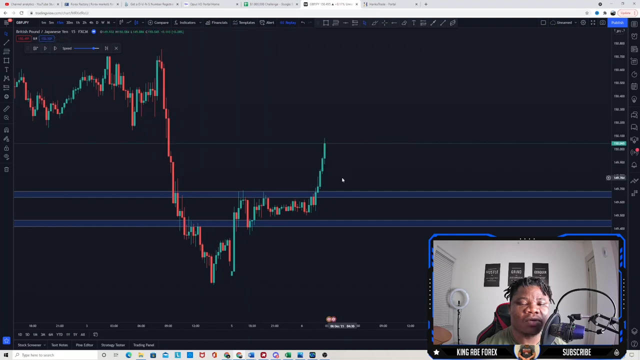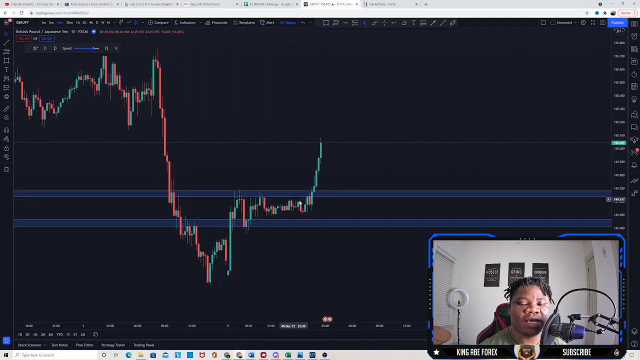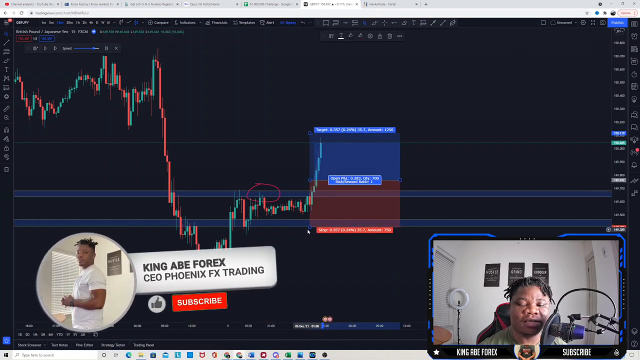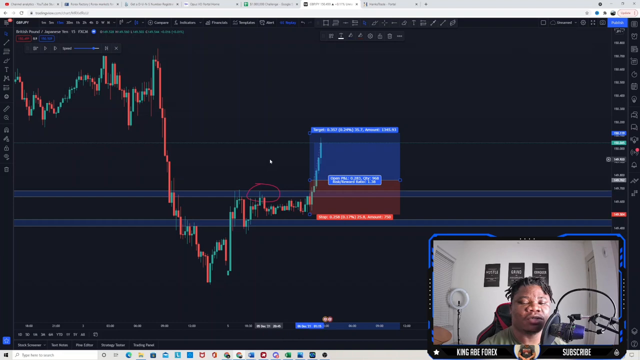So now what we're waiting for here is we need price to break and close above our previous high. Once we have that, we'll have our entry right over here at this bullish candle, and we can have our stop loss right here for 25 pips. So using this strategy, I recommend setting your stop loss between 25 and 30 pips.